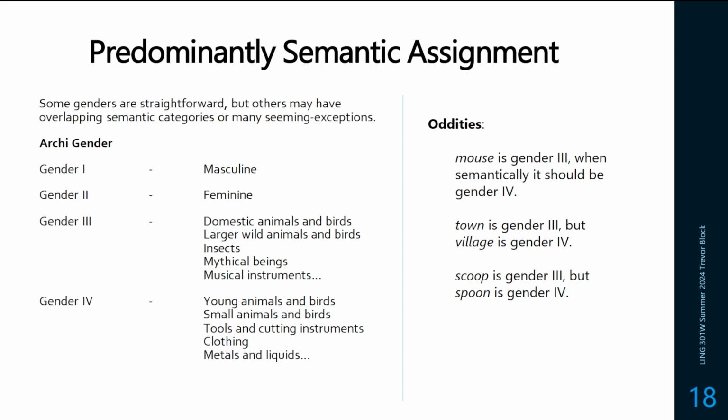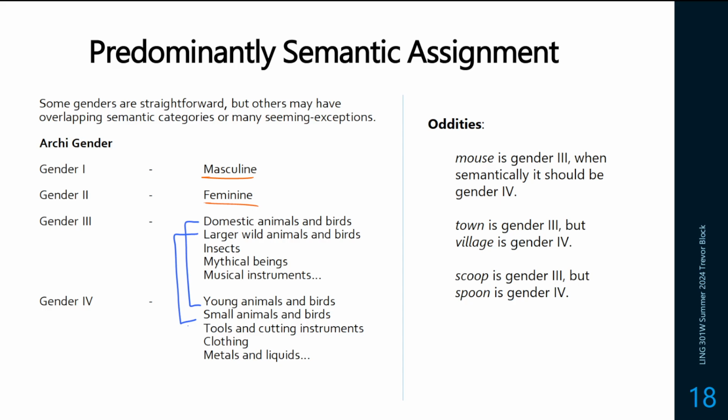Predominantly semantic assignment. Here's a very interesting gender system from Archi. It has 4 genders, and 2 of them are pretty straightforward. Gender 1 we call masculine, gender 2 we call feminine. We could call these noun class 1, noun class 2, doesn't really matter. Now gender 3 and gender 4 seem to have a pretty decent contrast. Gender 3 would be domestic animals and birds, while gender 4 would be wild ones and young ones. Gender 3 has larger wild animals and birds, while gender 4 has small animals and birds.